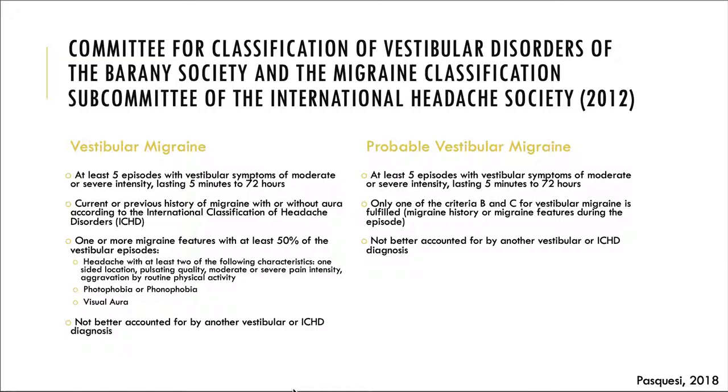But for those who are diagnosed with a probable vestibular migraine, they have the majority of the same symptoms. They only have to meet the second 2 criteria listed for vestibular migraine, as opposed to all 4. But they also have to have at least 5 episodes with vestibular symptoms of a moderate or severe intensity lasting 5 minutes to 72 hours, and it has to be diagnosed via exclusion of all other vestibular or ICHD diagnoses.